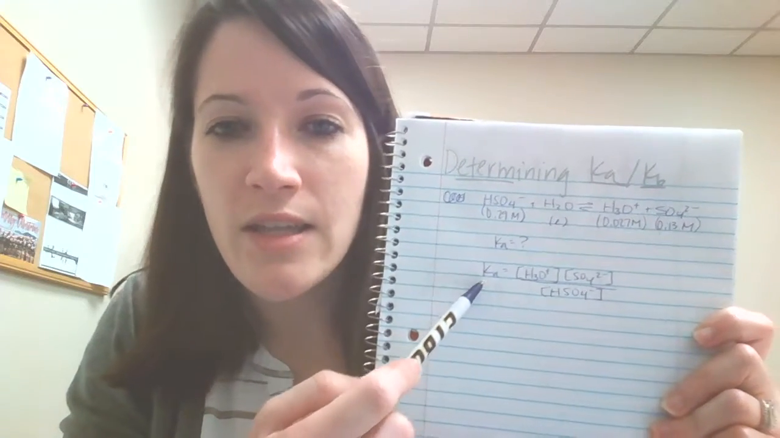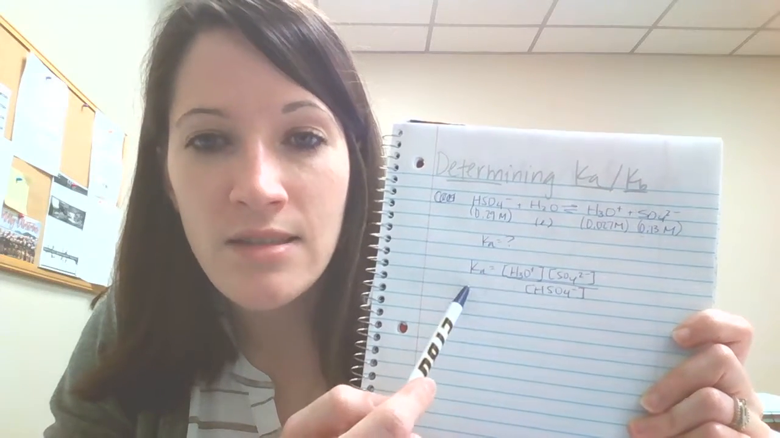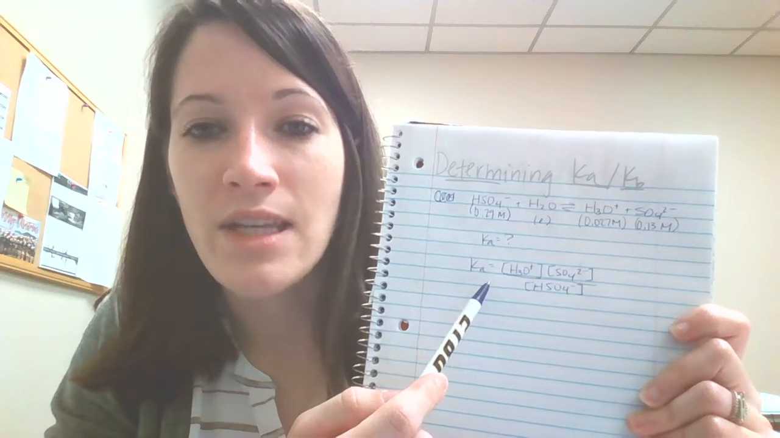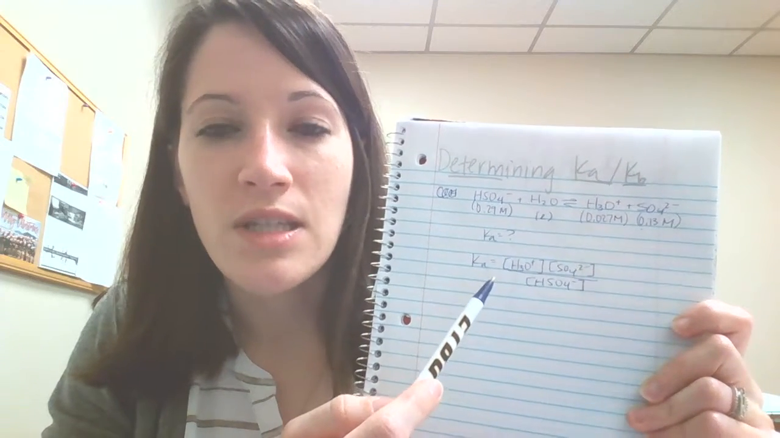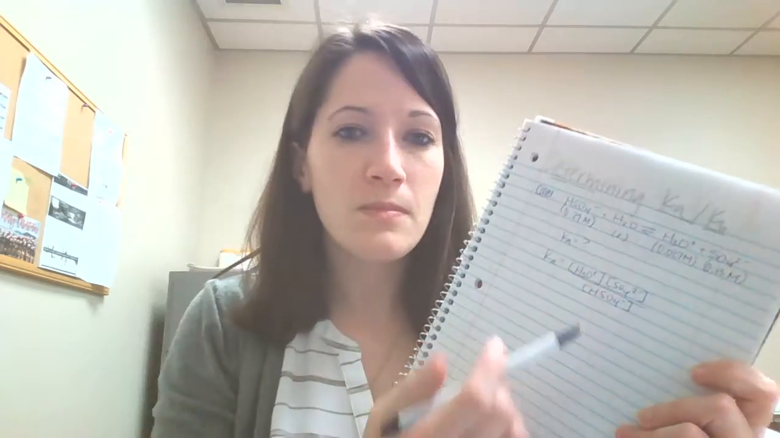So I set up my Ka expression with my products over reactants. And remember, all equilibrium Ks are always products over reactants. The only thing the A tells us is that this relates to acids. The B tells us it relates to bases. The C's was concentrations. The P's was for pressure. Okay, we're going to keep building on this K concept. But remember, they're always products over reactants. So I'm going to plug in my values that I was given at equilibrium.